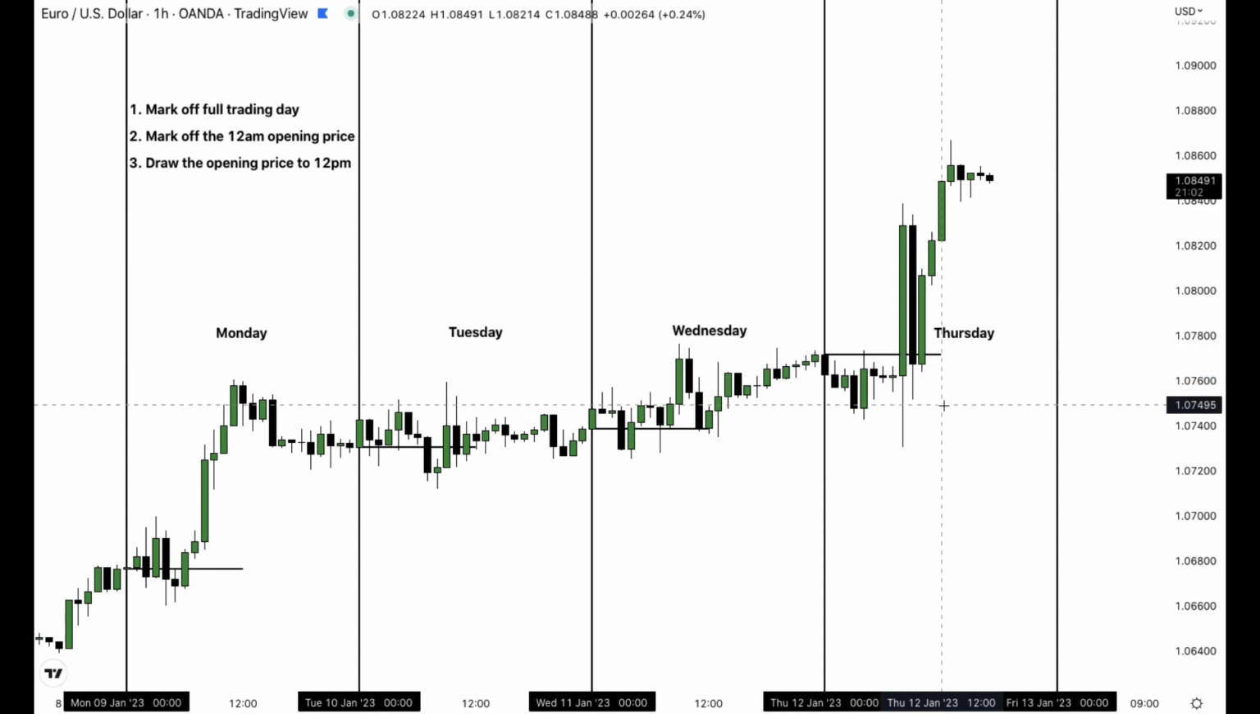Now, what you have just done is figured out the opening price for each one of these trading days. You have essentially found fair value to the marketplace or fair value for that current trading day. When price opens, that is fair value. Anything below this price point is discount.